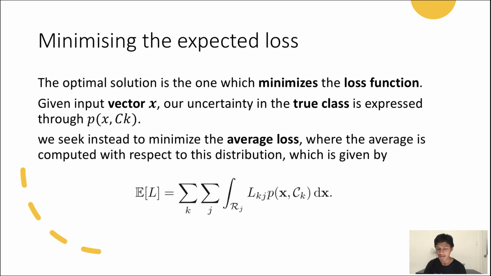However, this is still unknown. So in here, given the input vector x, our uncertainty in the true class is expressed in the joint probability distribution p(x, Ck). And then we need to minimize the average loss, or expected loss, with the following formula.